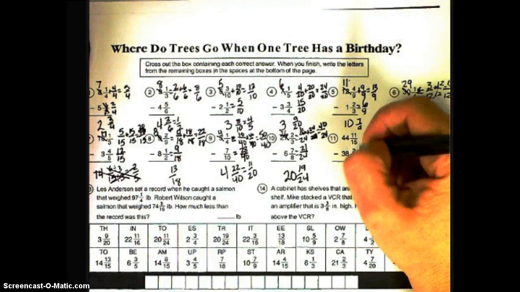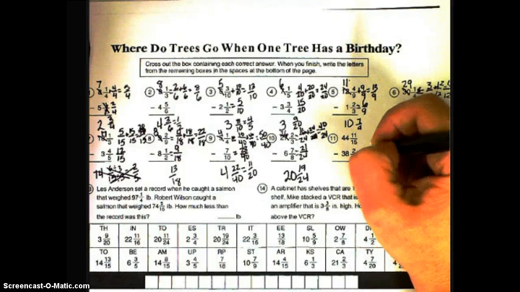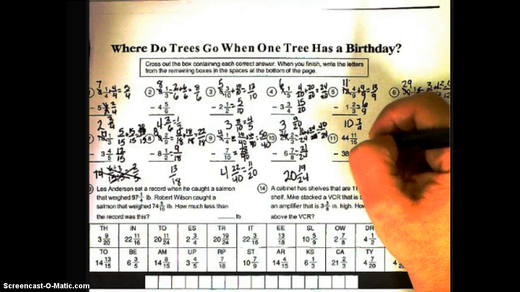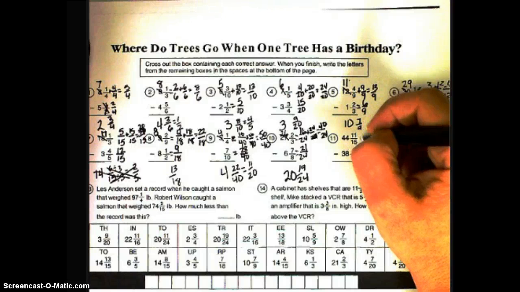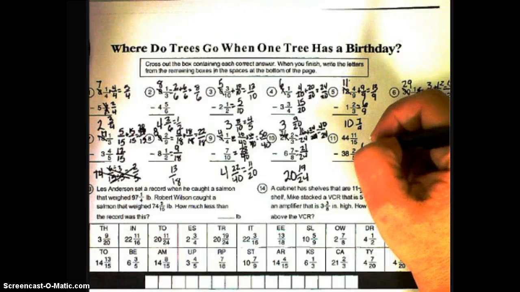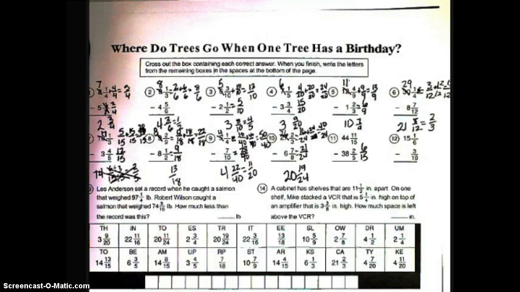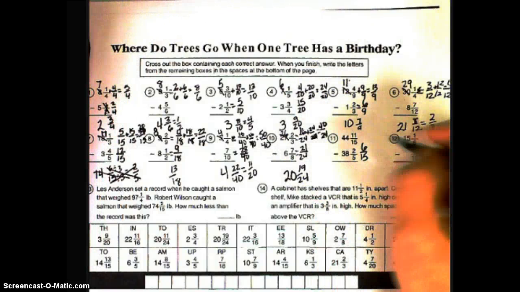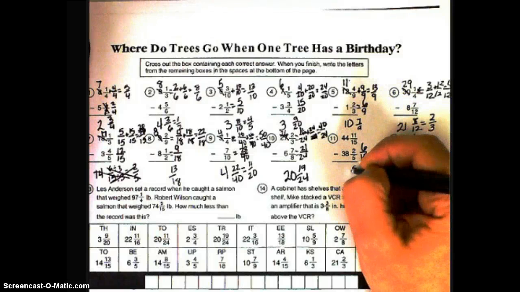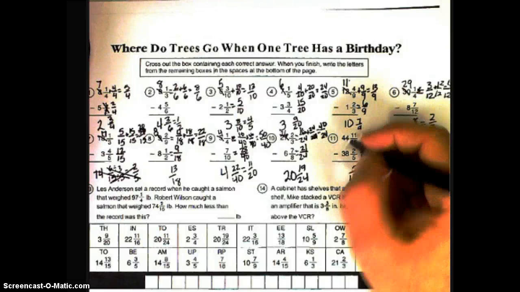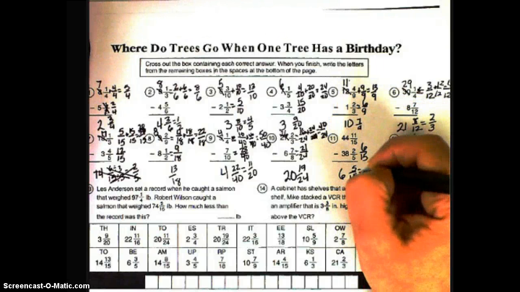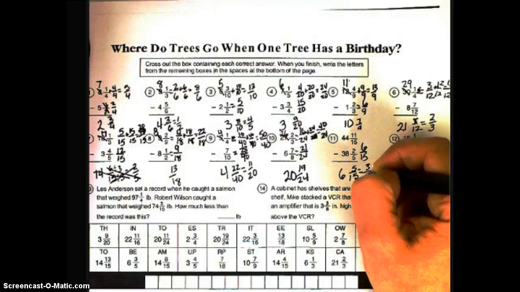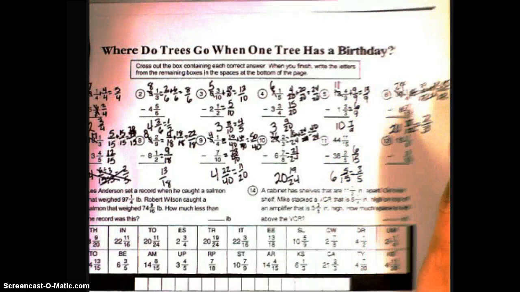We've already got a 15, so we just need to make this into a 15. 5 times 3 is 15, 2 times 3 is 6. Subtract 11 minus 6 is 5. Where am I here? 11 minus 6 is 5/15. And then we've got 44 minus 38, and we get 6. And we can reduce this one to 3/5. Am I on here? Yep.